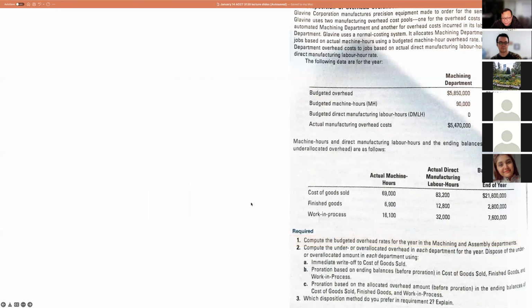Okay, next question. Compute the under or over allocated overhead in each department for the year. Dispose of the under and over allocated amount in each department using different methods. There are 3 methods. The first one is immediate write-off to the cost of goods sold. So first let's calculate the under or over allocated overhead in each department. Let's do the machining department first. Anyone wants to give a try?